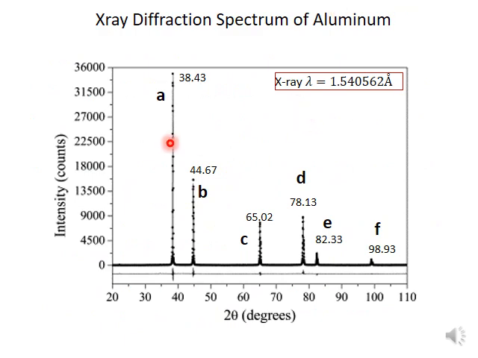So you have these peaks plotted as a function of 2 theta, and you measure the position of those peaks as accurately as possible. This peak, which I have labeled as A, occurs at 2 theta equal to 38.43 degrees. B occurs at 44.67 degrees, C at this angle, and so on and so forth. So I have labeled all the peaks and found the angles as accurately as possible for the 2 theta values at which they occur.